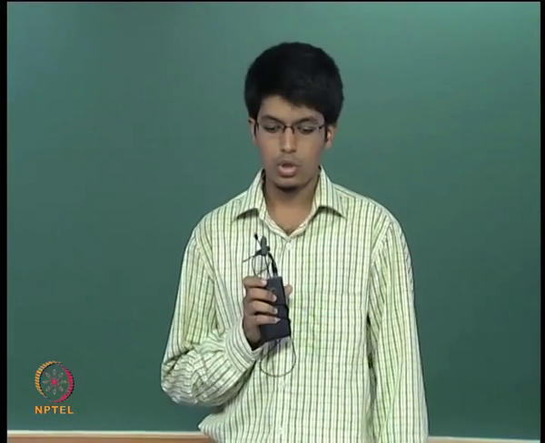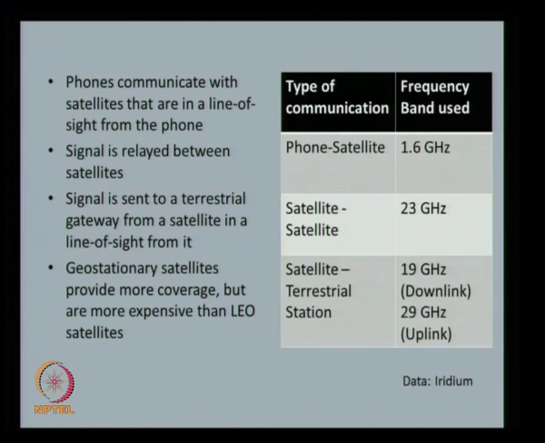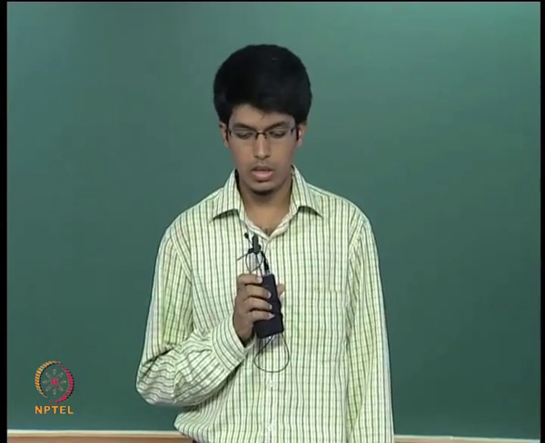When a call is placed from a satellite phone to a landline, the phone communicates with a satellite that is in direct line of sight from the phone. This satellite passes on the data to other satellites until it reaches one which is in the direct line of sight from the terrestrial gateway. From here, the call is handled like a normal telephone call.